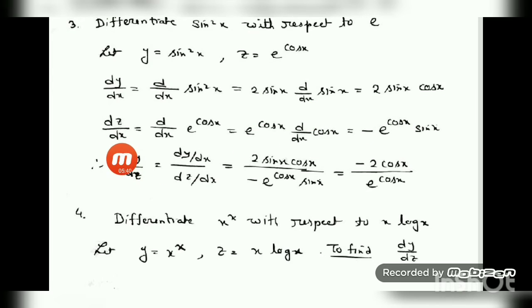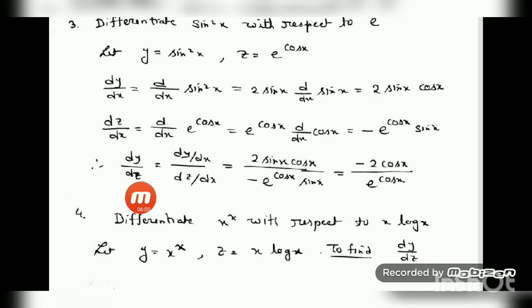Then dz/dx, d/dx of e to the power cos x. Think cos x as x. The formula that can be applied is e to the power x, and d/dx of e to the power x is e to the power x. So d/dx of e to the power cos x is e to the power cos x into d/dx of cos x. E to the power cos x, you keep it as it is, and d/dx of cos x is minus sin x.